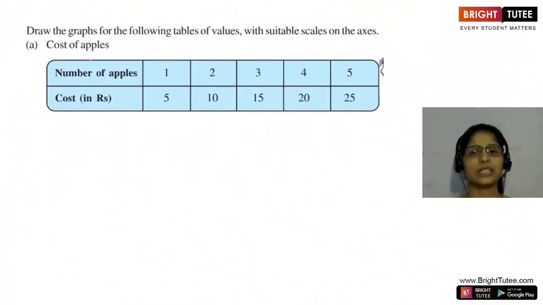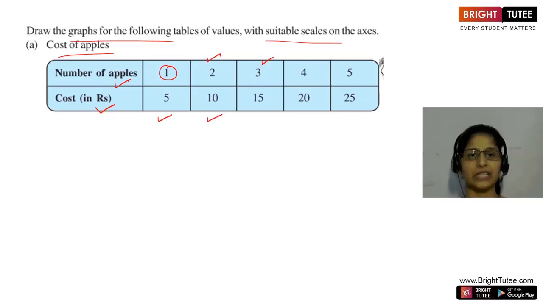There is another question that says you have to draw the graphs of the following values of the table with suitable scales on the axis. So the cost of apples is given. The first one, cost is given and number of apples is given. If the number of apples is 1, the cost is 5. If it is 2, it is 10. If it is 3, it is 15. 4, it is 20 and 5, it is 25. We see when we increase the number of apples, the cost is also increasing.